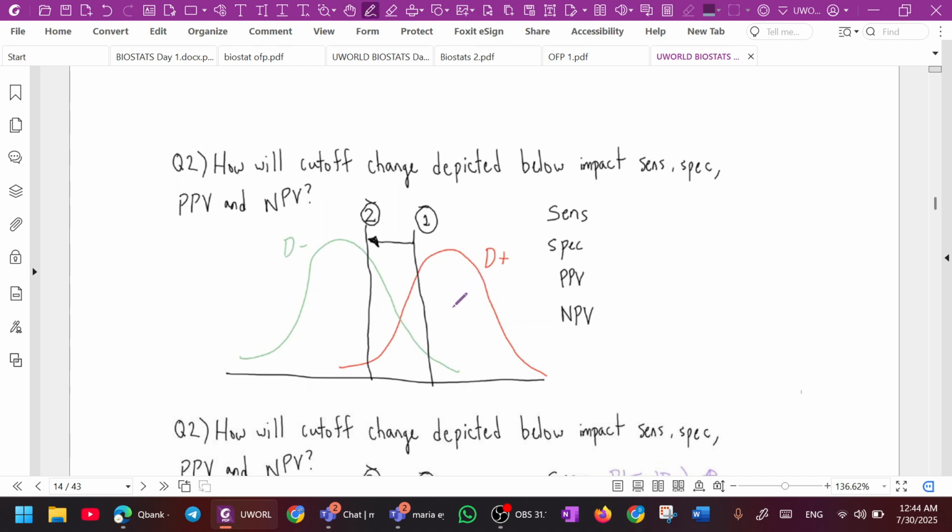The bigger one is true positive, with disease. They are asking us about the sensitivity, specificity, positive predictive value, and negative predictive value with the cutoffs. If one thing goes up, what will happen to the other thing? From A to B.